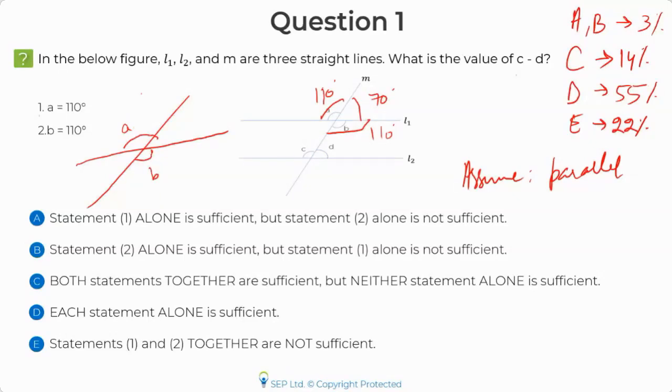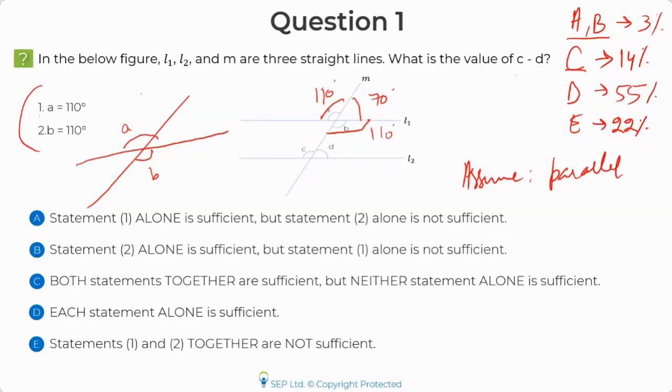If I know A is 110, I know that A and B are equal because they are vertically opposite. So in fact, those of you who marked A, B, or C as the correct answer have a conceptual gap as well. So about 17% of you don't know that vertically opposite angles are always equal. So there is no new information which is provided in statement 2. Statement 1 and statement 2 are exactly the same. So anyone who marks A, B, or C, they think that there is different information provided between statement 1 and statement 2. So 17% of you fall for a conceptual trap over here.